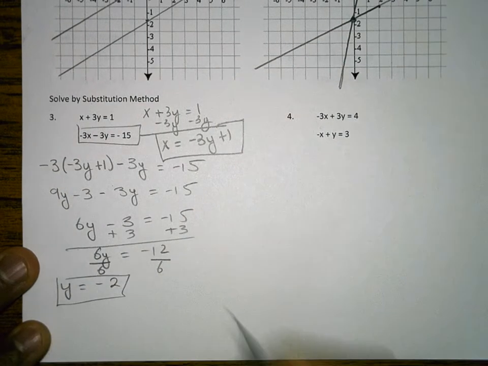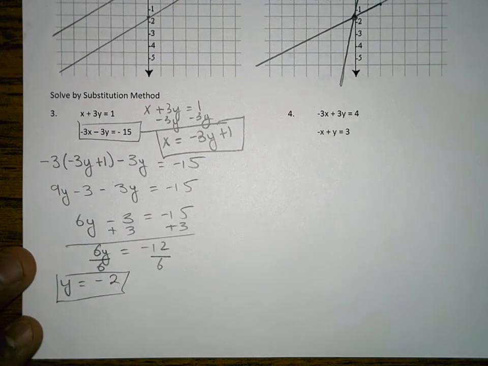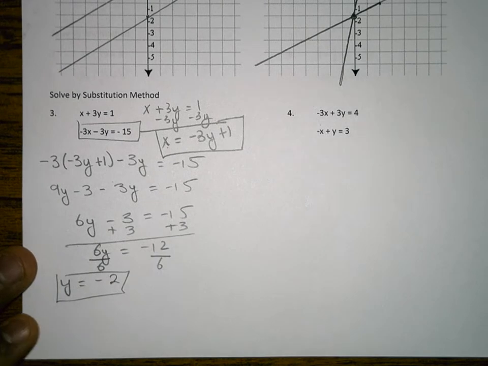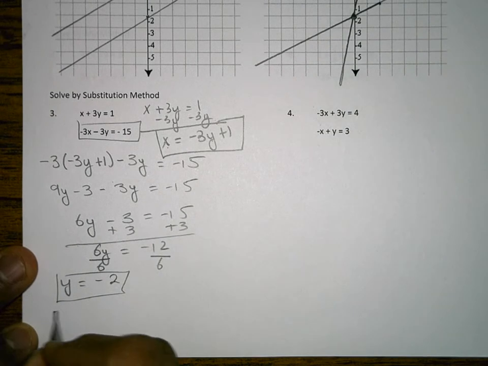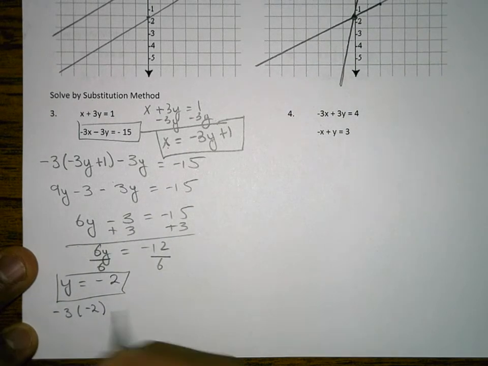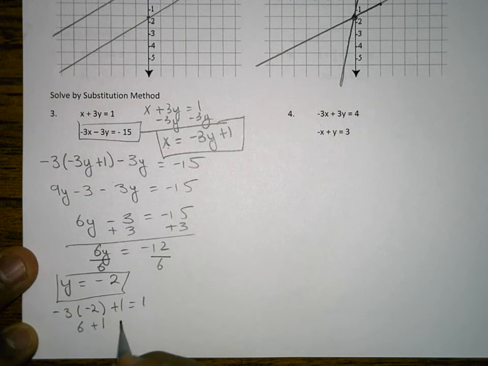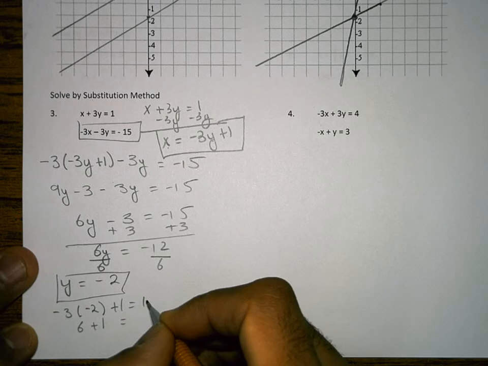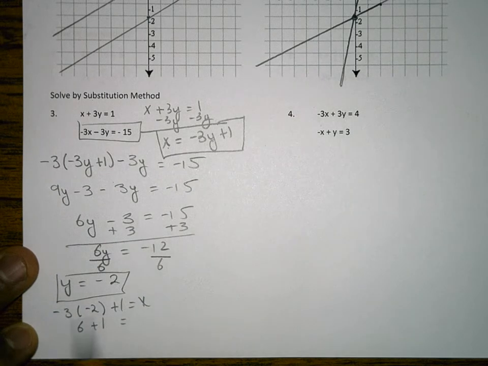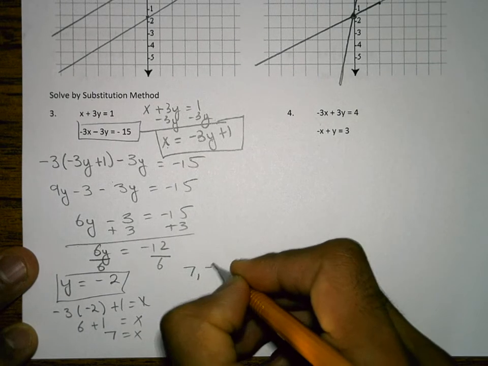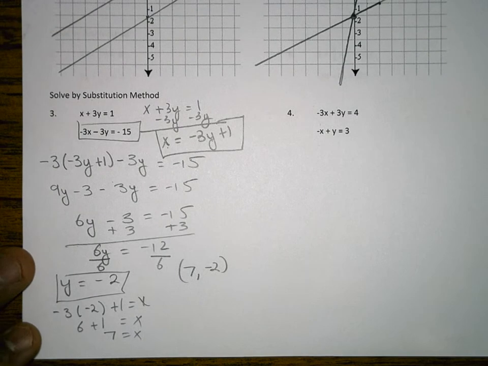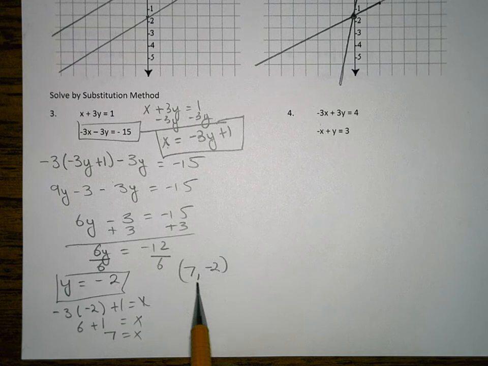Okay, so there's half my answer. I have to find the other one, so I'm going to plug it in right there to find the x. So I'm going to say negative 3 times negative 2 plus 1 equals x. So that's positive 6, plus 1 equals x, and that is 7. So my answer as a coordinate point is (7, negative 2). If I graph these 2 lines, that's where they'll cross, at that particular point.